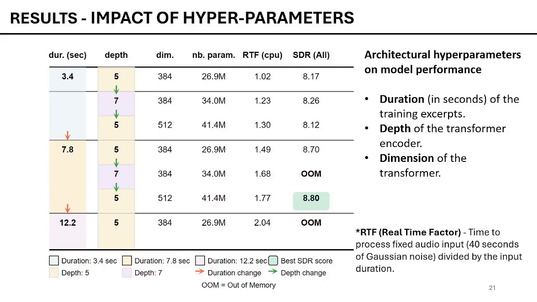Let's quickly highlight the key takeaways from this result. Using longer training generally gives us better performance, but there's a limit. We have to keep an eye on computational resources. Going deeper with the transformer can boost performance too, but it is important to find the right balance so we don't run into memory issues. Increasing the dimension of the transformer encoder helps a bit, but these improvements are small. So sometimes the extra computational cost might not be worth it.